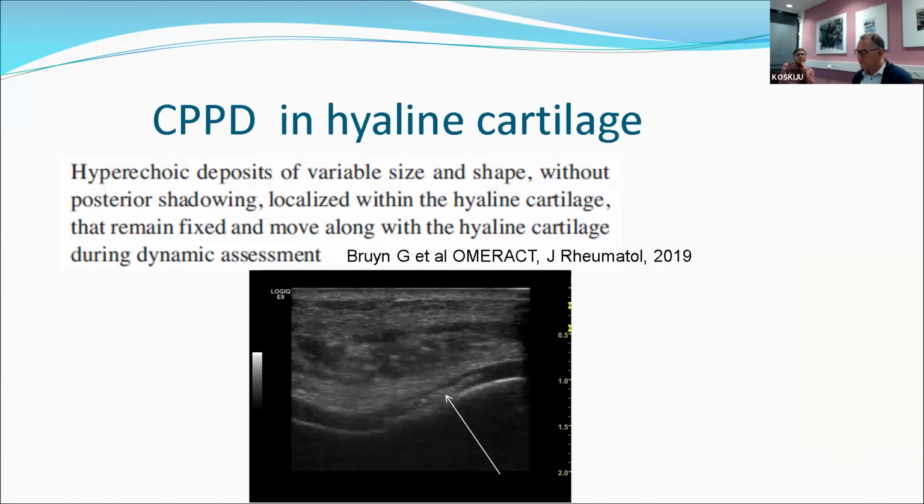Now, the very important thing is that in hyaline cartilage, CPPD crystals are hyperechoic deposits of variable size and shape without posterior shadowing, and localizing within, this should be underlined, within the hyaline cartilage. They remain fixed and move along with the hyaline cartilage during dynamic assessment. So inside the cartilage, this is important. And this is actually the same we see in X-rays, this chondrocalcinosis. But ultrasound is much more sensitive to depict.